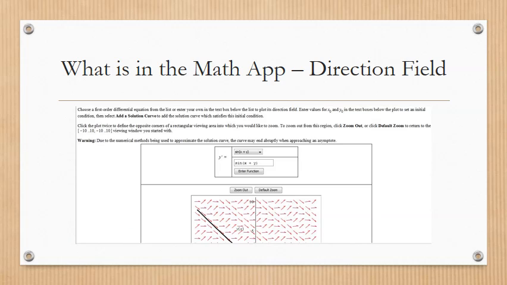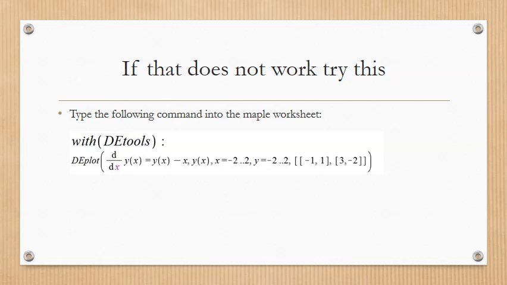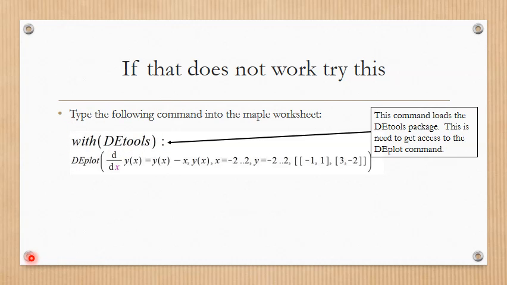The second way, if that doesn't work for you, is to type command lines in the Maple worksheet. Maple should automatically open a blank worksheet for you, and the first line you should type in is with(DEtools), just like this. What's that going to do for us? It's going to load the DEtools package, and inside the DEtools package is a command we're going to use called DEplot, which allows us to plot direction fields for differential equations.